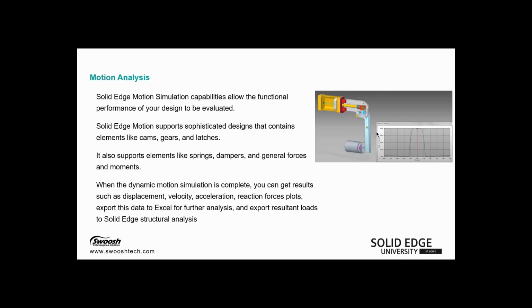Another tool we're going to be using today is motion analysis. Solid Edge motion simulation capabilities allow users to perform functional performance analysis of their design when moving components are involved. Solid Edge motion supports quite sophisticated designs, and the resultant output from those studies is results such as velocity, acceleration, reaction forces. The data can be extracted into Excel for further analysis, and most important, can be extracted into Solid Edge structural analysis. The solution supports multiple elements such as springs, dampers, general forces, and moments.